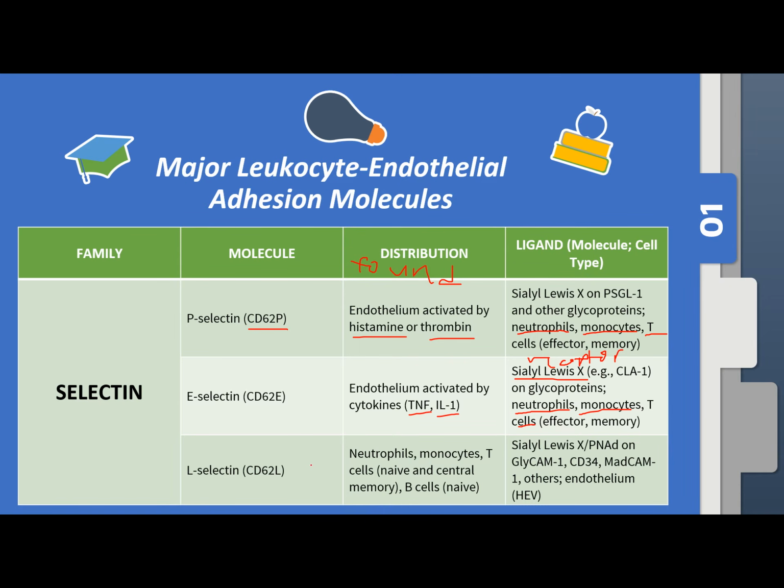Then for the L-selectin, as mentioned earlier, they are found in WBCs such as neutrophil, monocyte, T cells, naive and central memory, and even B cells. The name of the ligand is the sialyl Lewis X or the PNAd on GlyCAM-1, CD34, and MAdCAM-1, and others. So the target would be the endothelium, specifically your HEV. So we're done with the first group of adhesion molecules.